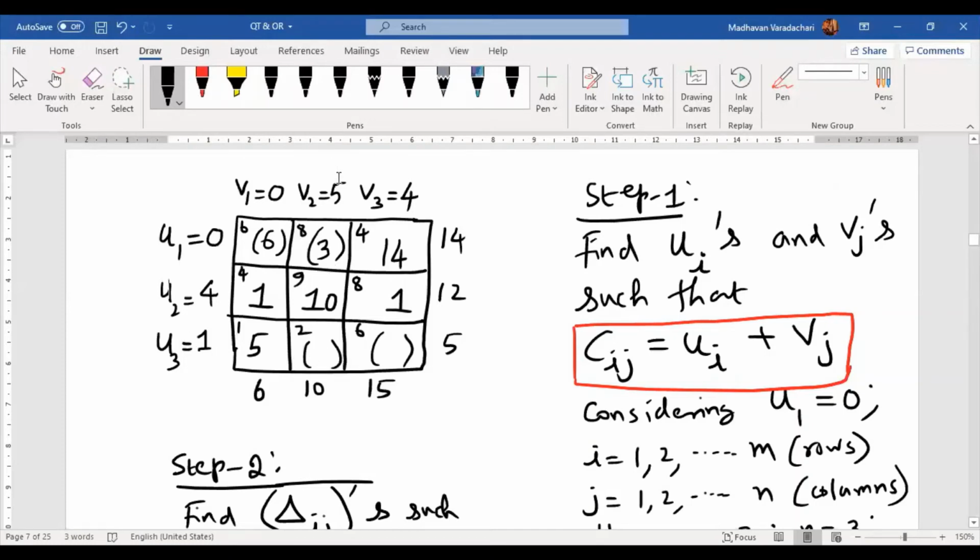Come to this cell. 1 plus 5 is 6. That has to be subtracted from 2. 2 minus 6 is negative 4. You have to write minus 4 because you are subtracting. Come to this one. 4 plus 1 is 5. 6 minus 5 is 1. This is step 2 of this particular solution.